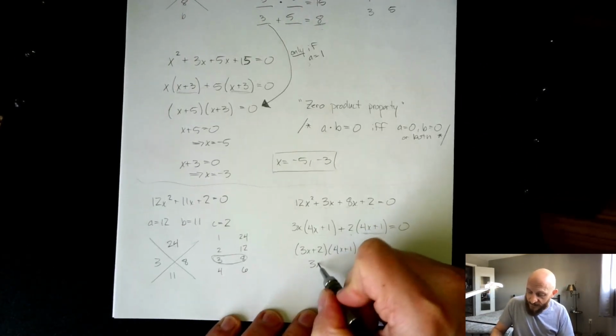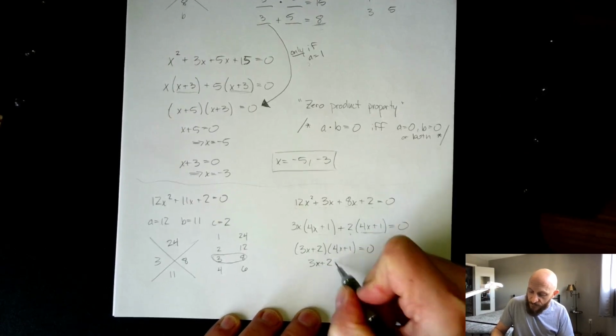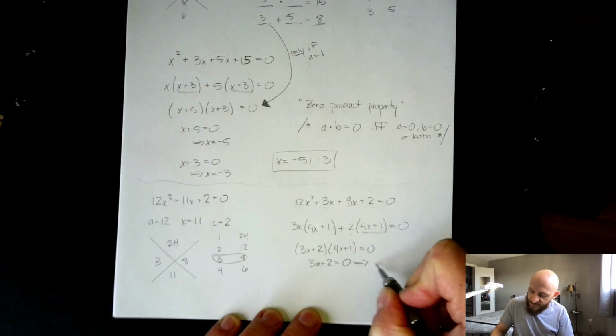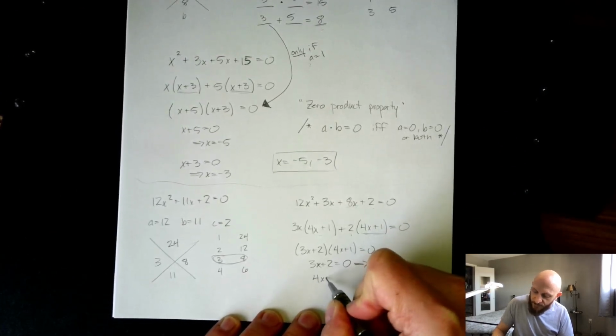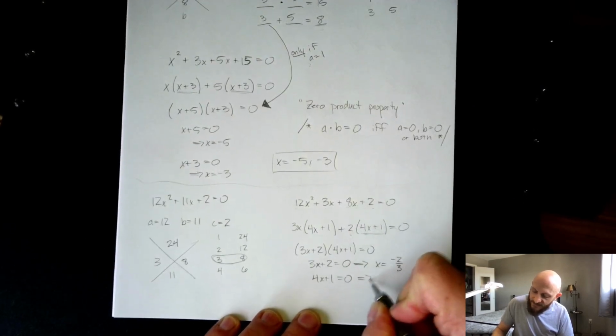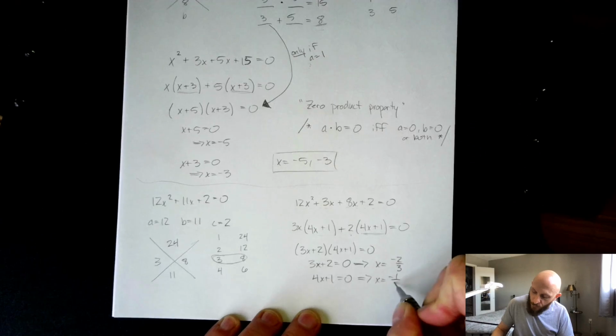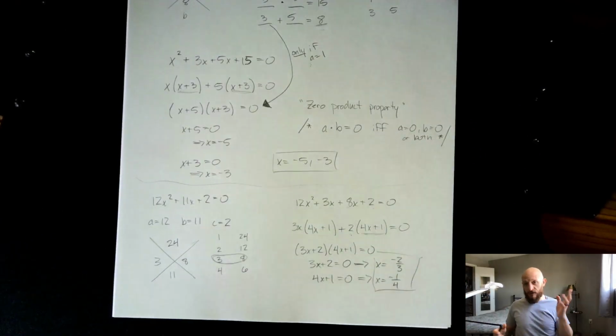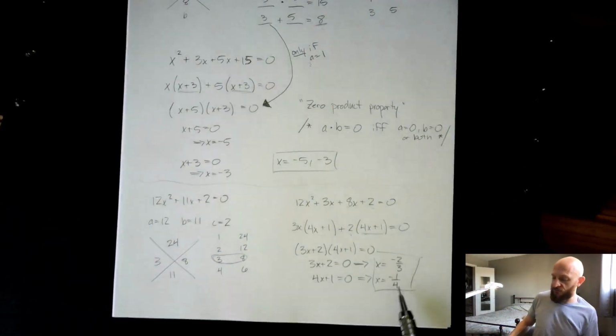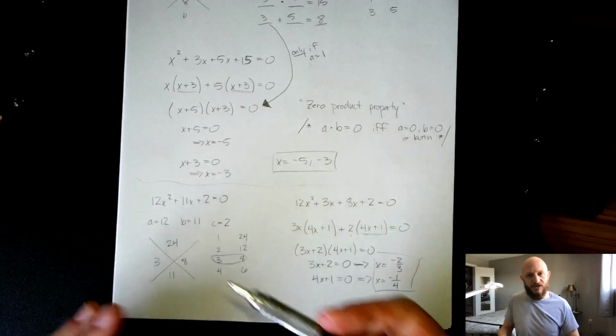We set 3x plus 2 equal to 0, which gives us x equals negative 2/3. We set 4x plus 1 equal to 0, which gives us x equals negative 1/4. And those are the solutions to this. It's going to be a little bit uglier, but you can feel free, if you like, to plug these back into the original equation and it's going to check out.